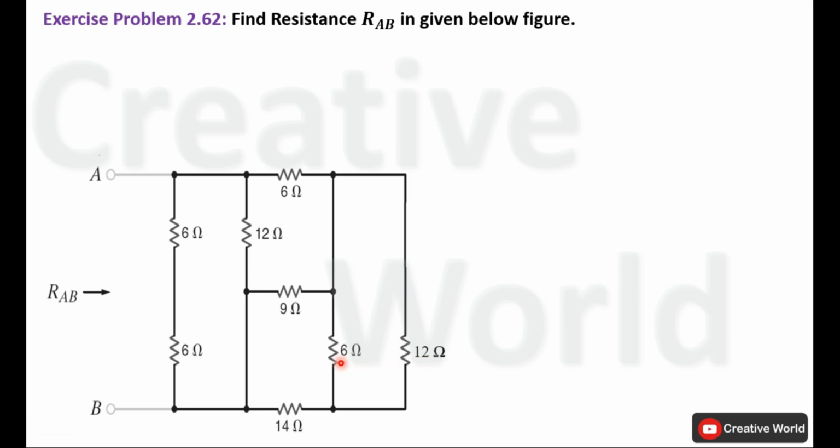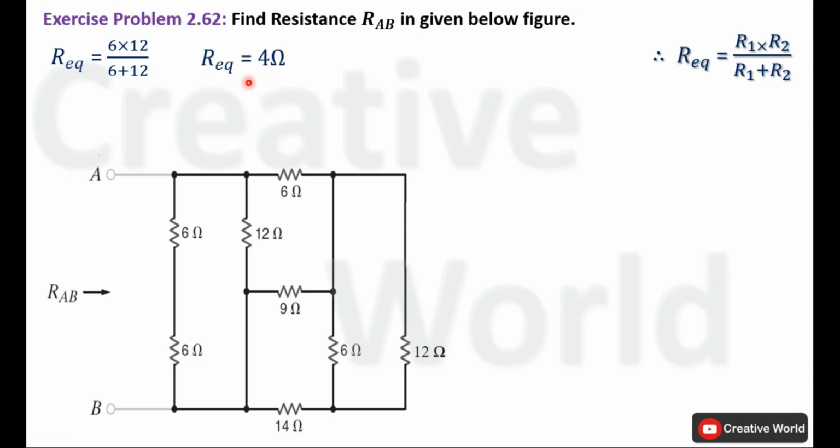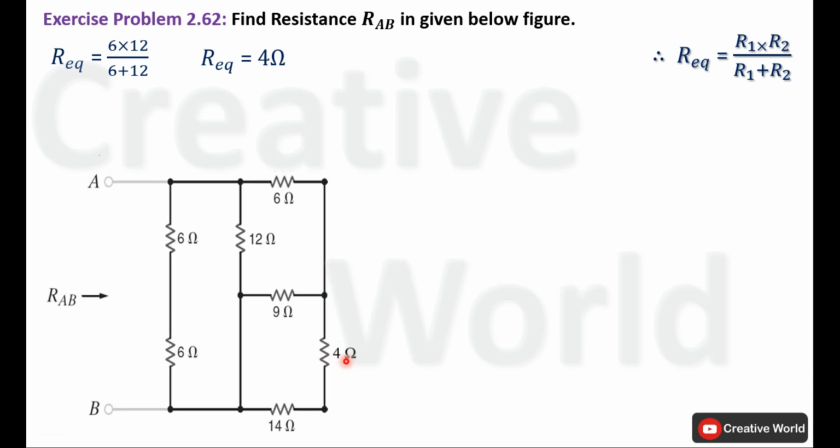Now this 12 ohm and this 6 ohm are in parallel connection. So we can find their equivalent resistance using this formula. R equivalent is equal to R1 multiplied by R2 divided by R1 plus R2. In this case, R1 will be 6 ohm and R2 will be 12 ohm. Place values inside this equation to calculate their equivalent resistance, that will be product of 6 and 12 divided by the sum of 6 and 12. R equivalent of these two parallel connected resistances will be 4 ohm. So we can replace these two resistances with a single resistance having the value of 4 ohm.